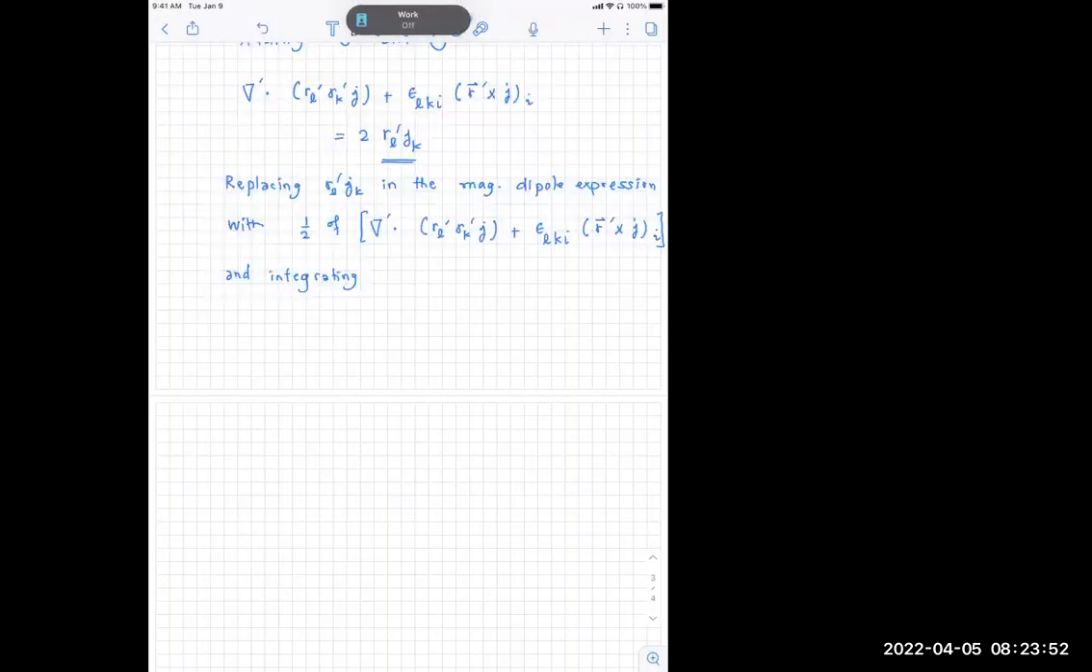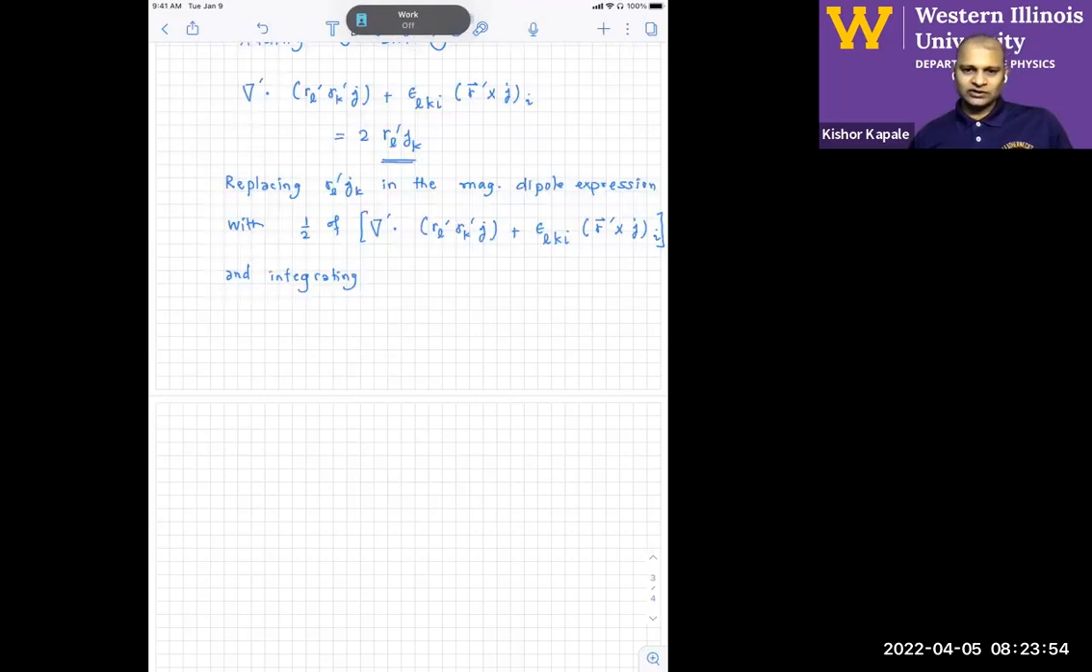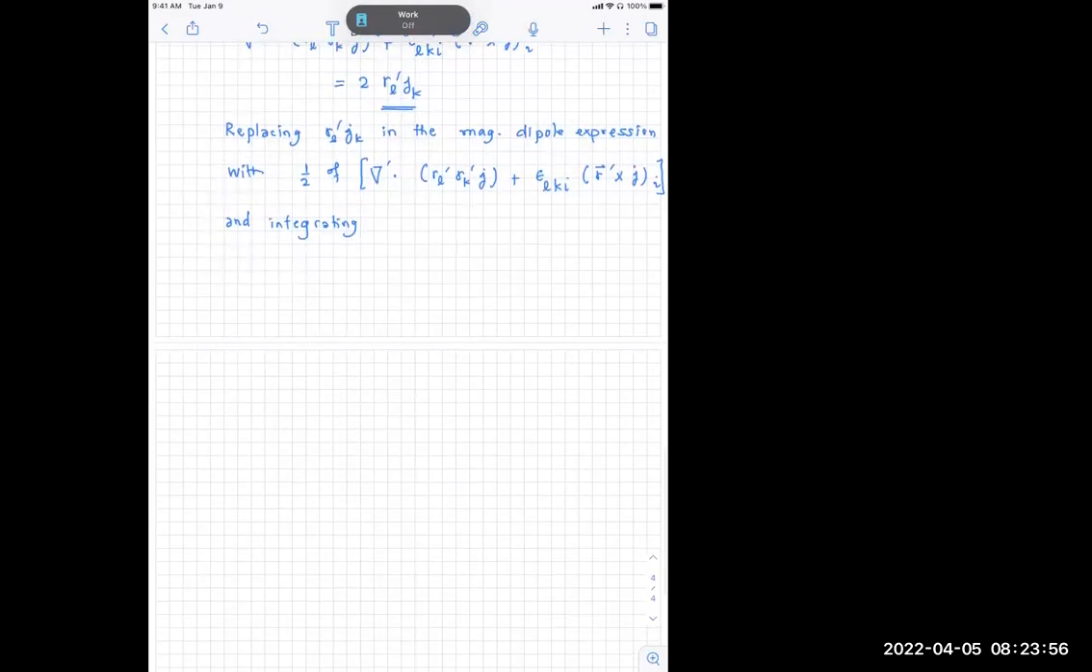Kapale, the screen is black. Yeah, you should see it now. You see it now? Yeah.